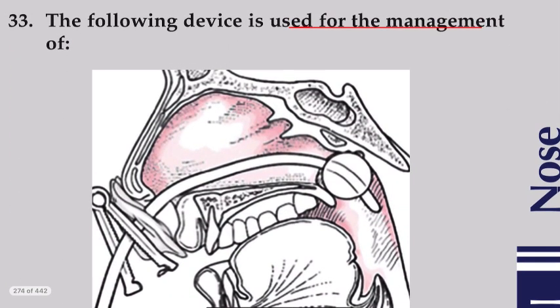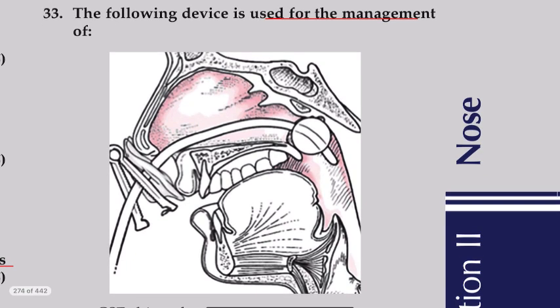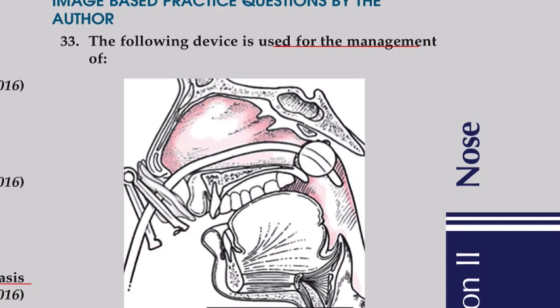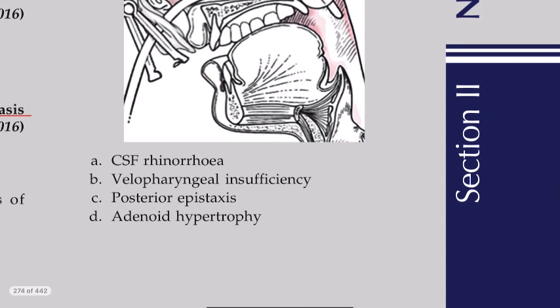Now, the following device is used for the management of, as you can see what is going on here. The picture shows posterior nasal packing, right? So with balloon tamponade it is doing posterior nasal packing. So this management is done in the case of posterior epistaxis.